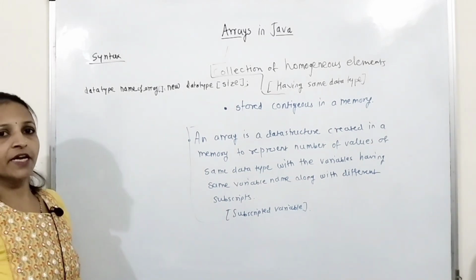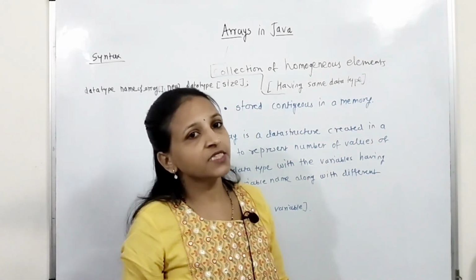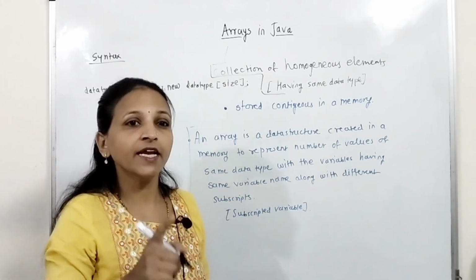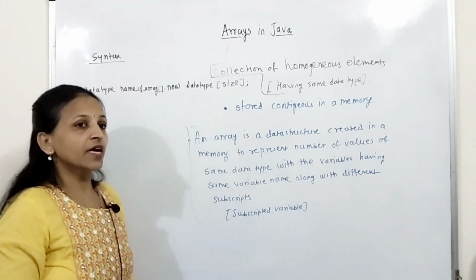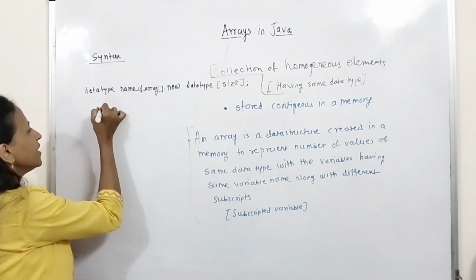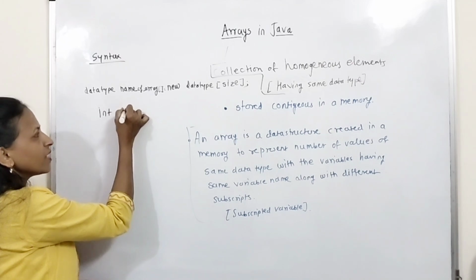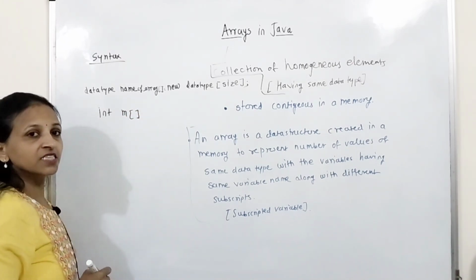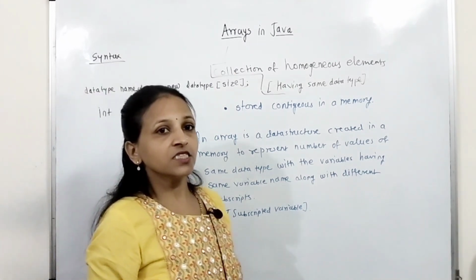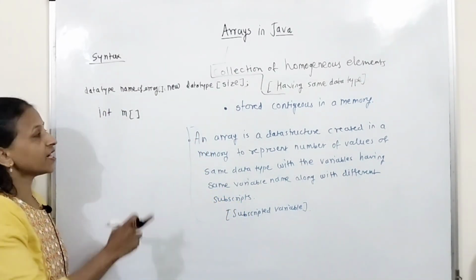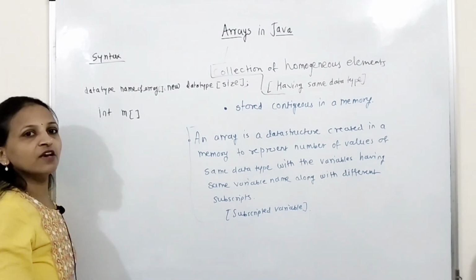Suppose I want to create an integer array of size 10. Then that array is capable of holding 10 integers. Getting it? See here, suppose I am writing like this, the example is int. Here suppose m, again I am giving the same name, but here I am putting one square bracket. This square bracket is also called a subscript operator. This represents that m is not an individual variable.